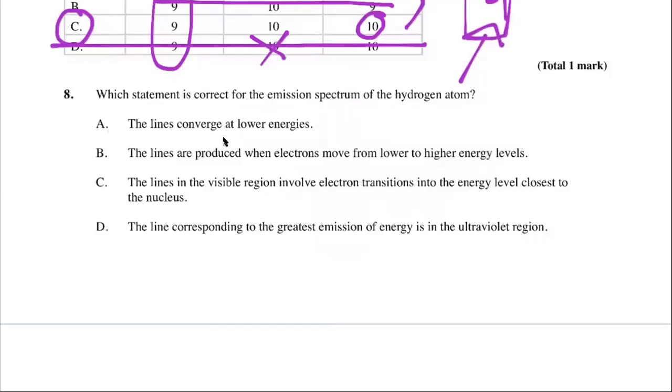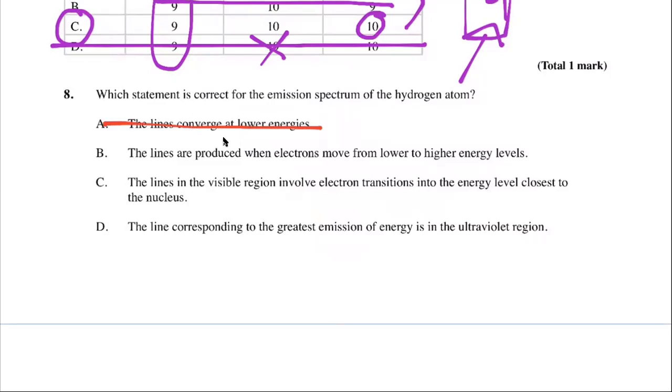Now, A says the lines converge at lower energies. Is that true? What do you think? No, that's not true. That's similar to the answer we had on the other question further up. They actually converge at higher energies when you get further away from the nucleus.